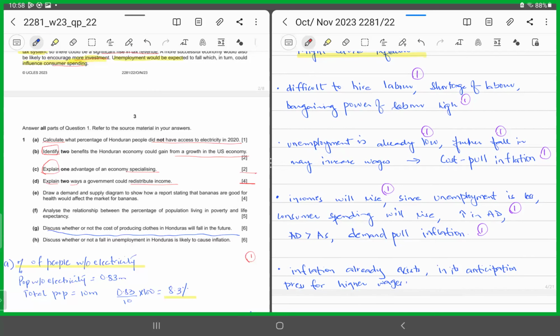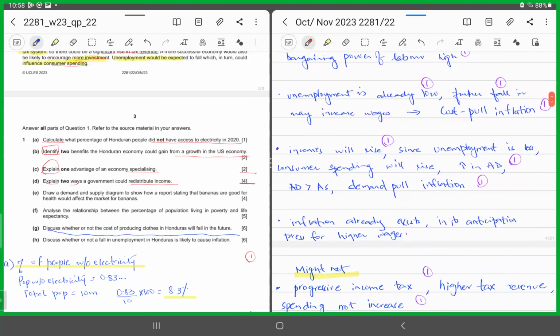All right. You can also say that incomes will be rising. Why?